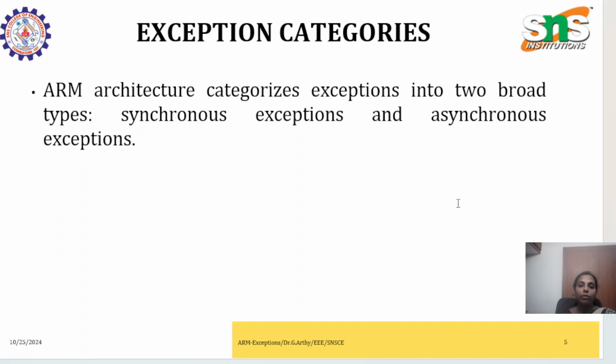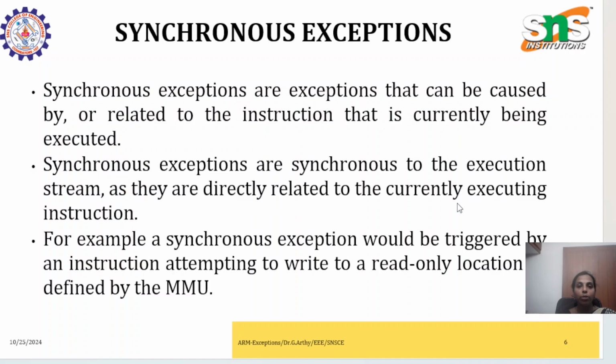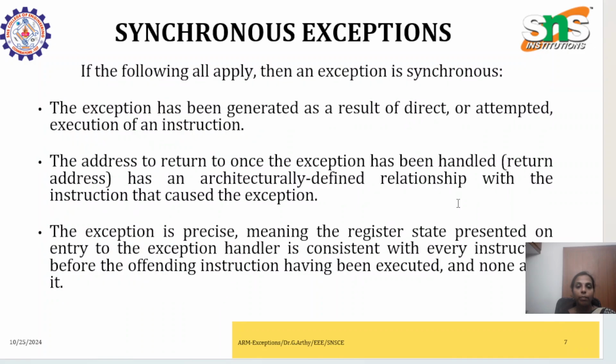Exception categories are classified into two types: synchronous exceptions and asynchronous exceptions. Synchronous exceptions are exceptions that can be caused by or related to the instruction that is currently being executed. An exception suspends the current task and moves to an exception handler. If the exception handler has code which is relevant to the main program, then we call it a synchronous exception. If the following conditions are satisfied, then we say those exceptions are synchronous exceptions.